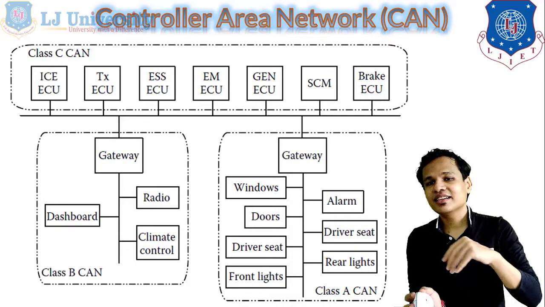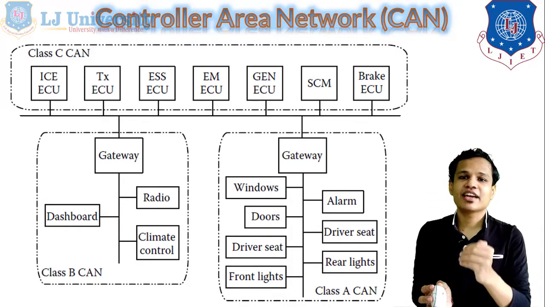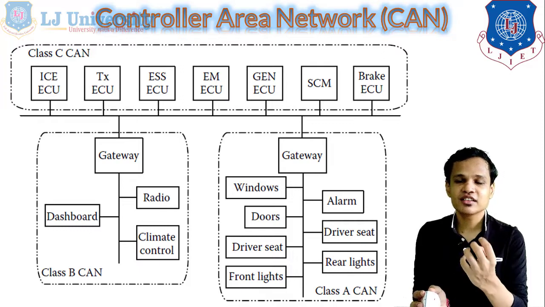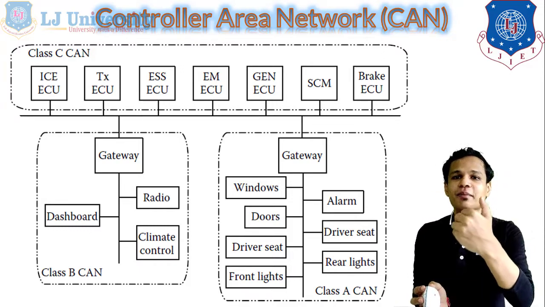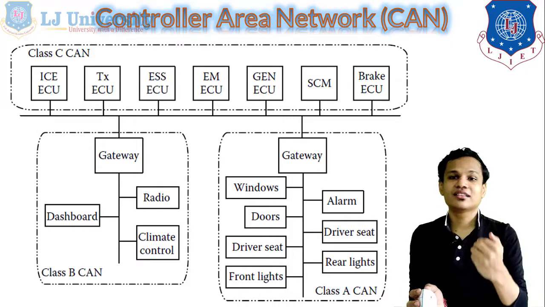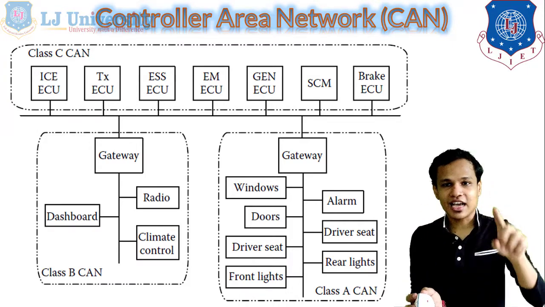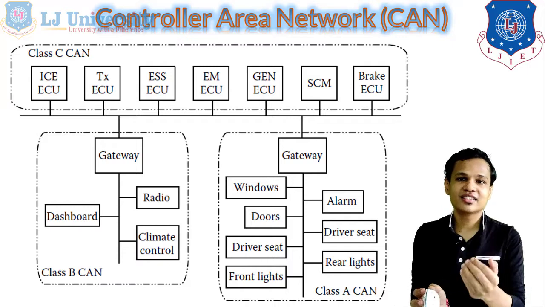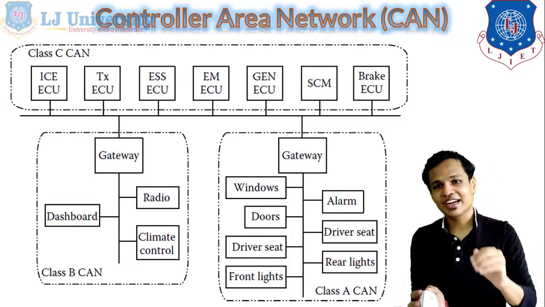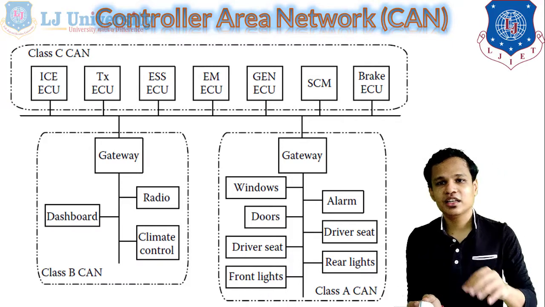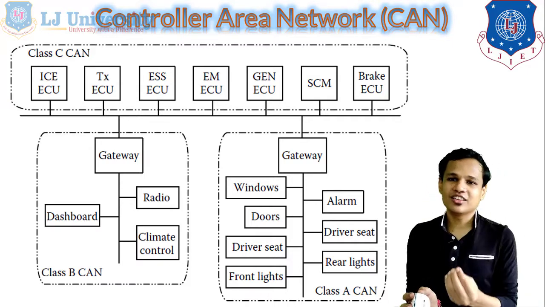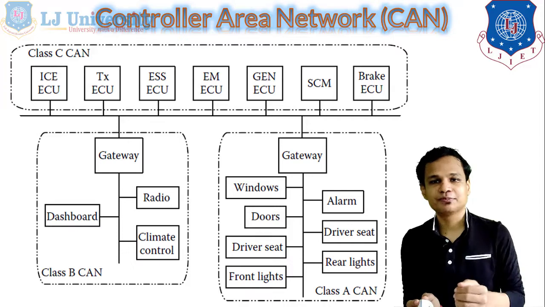The second class, class B, is where we have kept the dashboard, as we have discussed, in which all the indication lights come. That dashboard is kept in class B. Second is the climate control, right? The climate control for the different seasons and different climates outside is also in class B, and also the radio system given in the vehicle is kept in class B CAN.